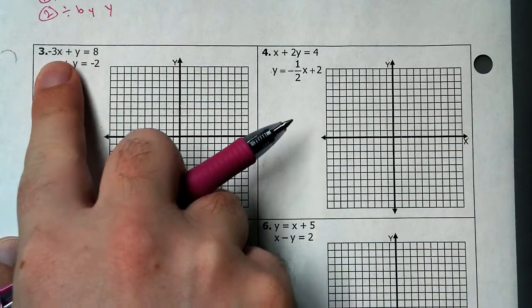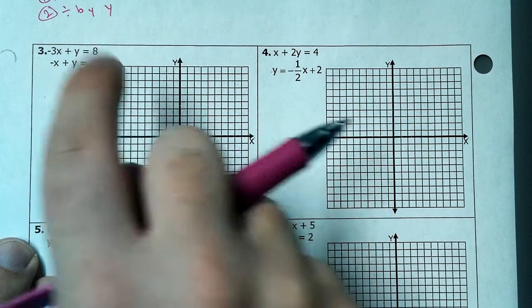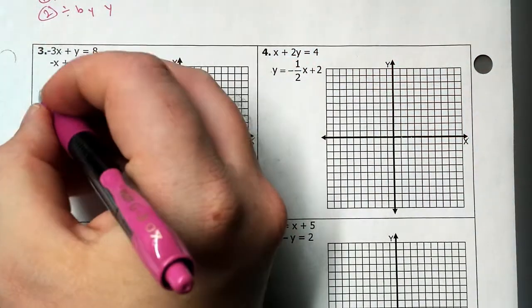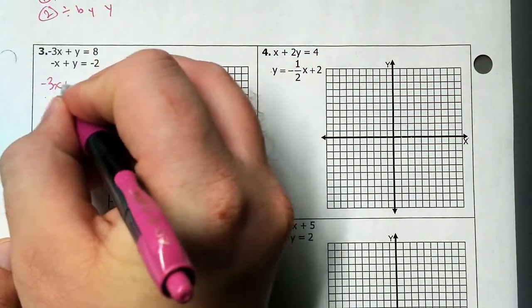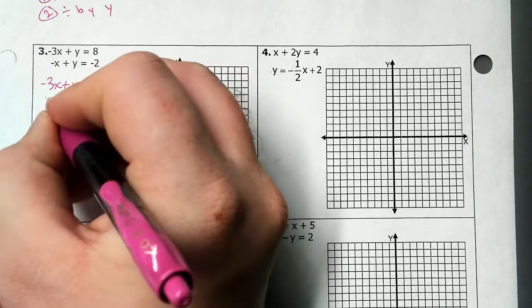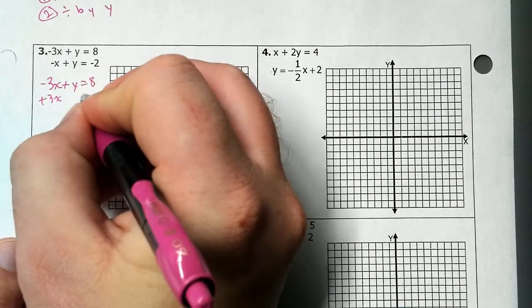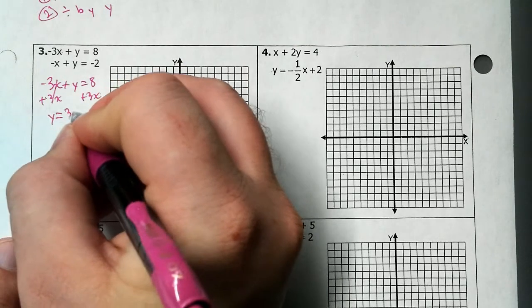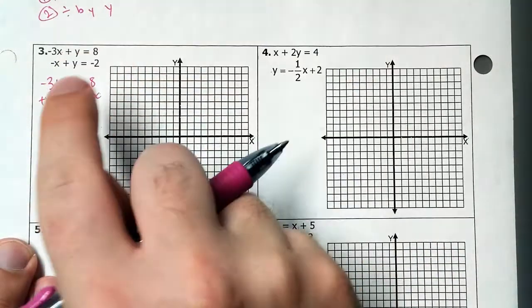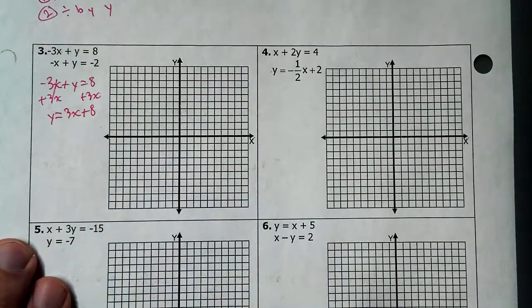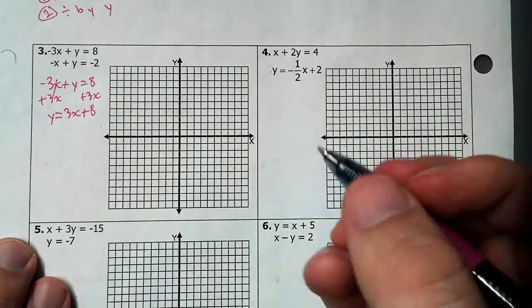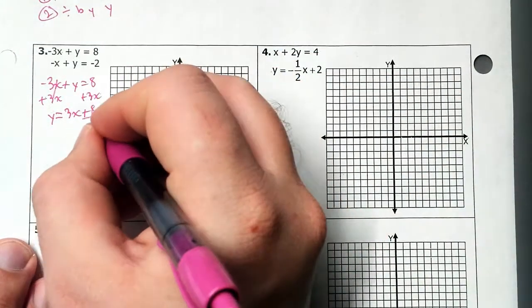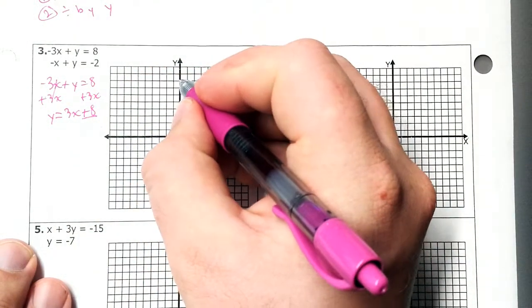So, on this first one, negative 3x plus y equals 8. So let's move our x, add 3x. So we get y equals 3x plus 8. Now, on this one, y is 1. If I divide by 1, nothing changes. And our intercept is at positive 8, so let's go up to 8.